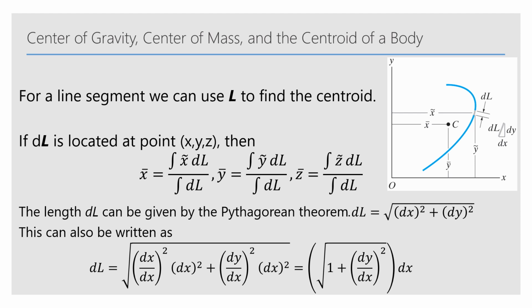Taking a closer look at what it looks like for a line. For a line segment, we can use the letter L to find the centroid of a line. If the change in L is located at a point x, y, z, we have the same equation as before except using L. But in this case, the length dL can be given by the Pythagorean theorem, where dL equals the square root of the change in x squared plus the change in y squared. This can also be written as the equation below.